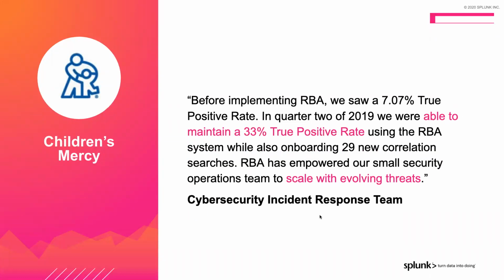And Children's Mercy, as I've mentioned, I used to be there. When we deployed this system, we were at a 7% true positive rate. We managed to boost that up to 33% pretty quickly after also onboarding 29 new correlation searches. And the last statistics I took, we were hovering around a 30 to 50% true positive rate. And again, that's with a very small security team. And they had an MSSP, and so operations were very lean, but we were still able to scale.